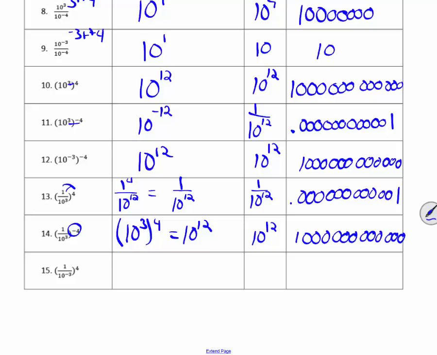Here again, we have to distribute and share this. So this is going to be 1 to the 4th over 10 to the negative 12th, which is 1 over 10 to the negative 12th. Writing it as a positive exponent is 10 to the 12th.